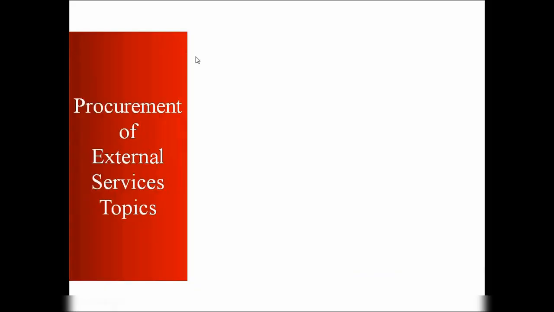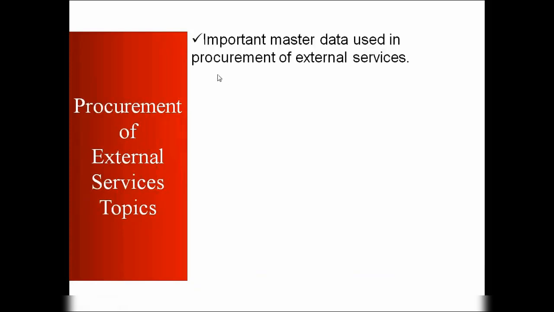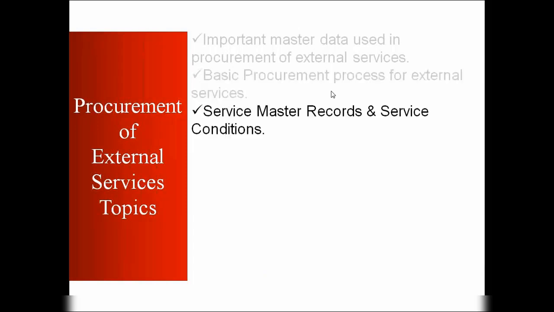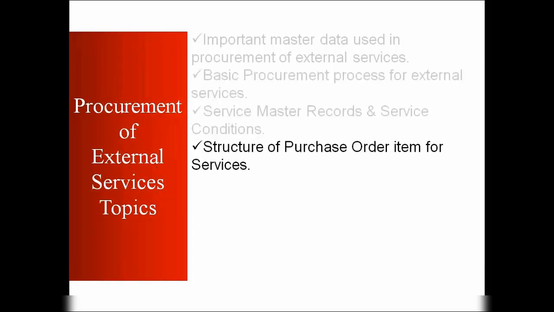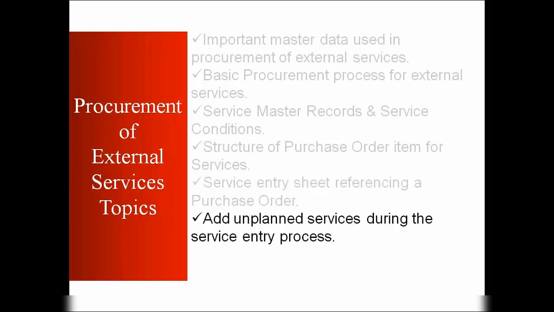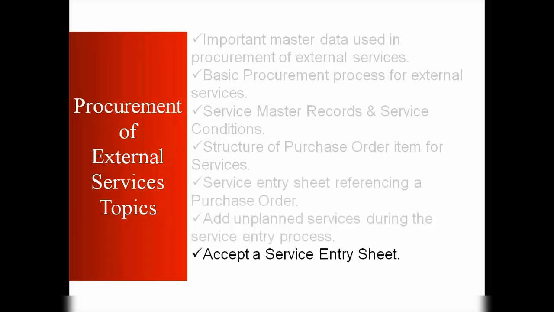So the topics that we're going to cover today are: what is the important master data used in procurement of external services, the basic procurement process for external services, service master record and service conditions, the structure of the purchase order item for services, service entry sheet referencing a purchase order, adding unplanned services during the service entry process, and finally accepting the service entry sheet, and creating an invoice for your service purchase order.